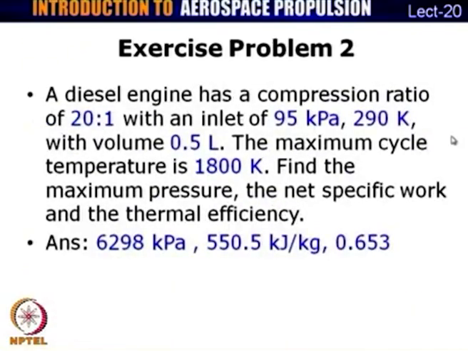The second problem is on a diesel cycle. A diesel engine has a compression ratio of 20:1 with an inlet temperature and pressure of 290 Kelvin and 95 kilopascal with a volume of 0.5 liters. The maximum cycle temperature is 1800 Kelvin. Find the maximum pressure, the net specific work, and the thermal efficiency. For this diesel cycle problem, the maximum pressure comes out to be 6298 kilopascal, specific work is 550.5 kilojoules per kilogram, and thermal efficiency is 0.653.